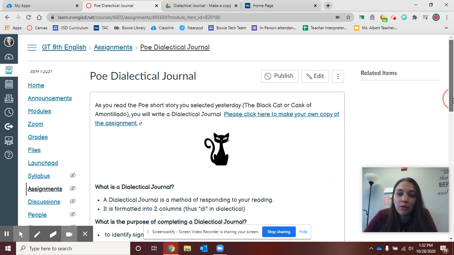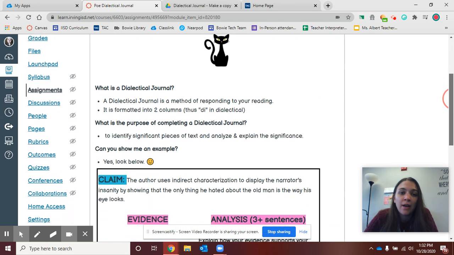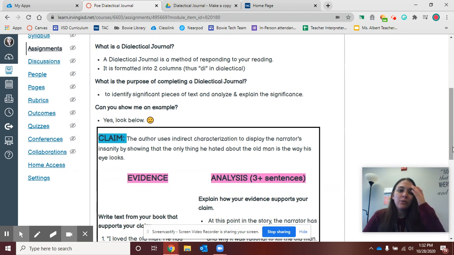And you may be wondering, what is a dialectical journal? I think you may have done something similar to this in other grades. It may not have been called this. It might have been called a reading log or reader response, 2-column log, something like that. But basically, a dialectical journal is a method of responding to the reading. It largely takes the thoughts that you are having as you read and makes them visible in writing, which can make them more concrete in our minds.